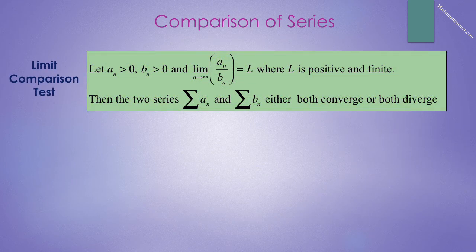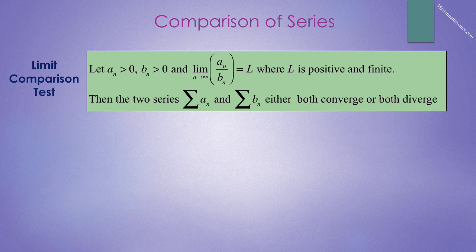There is a far better comparison test called the limit comparison test. It states if a sub n is greater than 0 and b sub n is greater than 0, and the limit as n approaches infinity of a sub n over b sub n is equal to L, where L is a positive number and finite, then the two series, the summation of a sub n and the summation of b sub n, either both converge or both diverge.